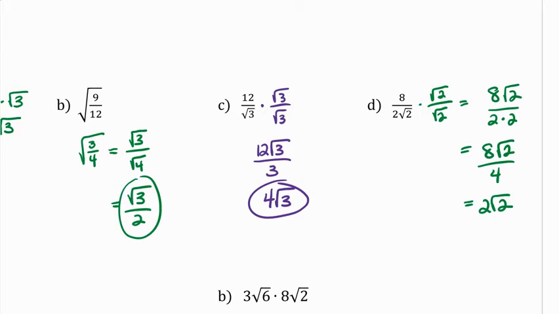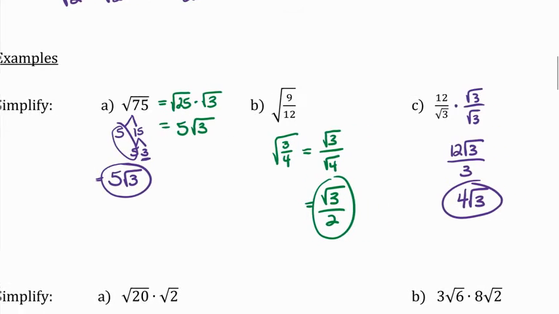Now, you could have instead, if you wanted to, divide the 8 and the 2 first, which would give you 4 over radical 2, and then you can rationalize that way, and you'll still end up with that same 2 radical 2. So either way works there. Whichever you decide to do is perfectly fine.